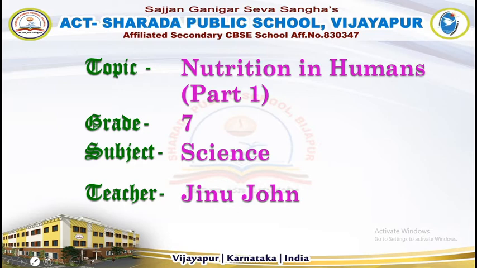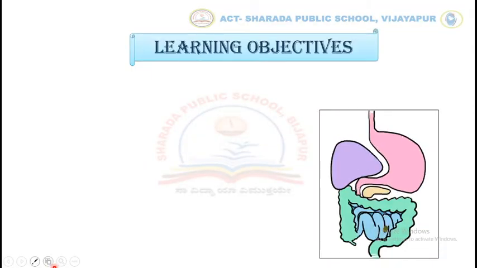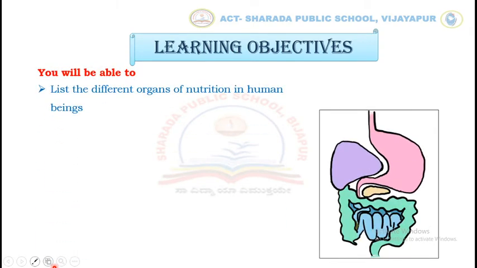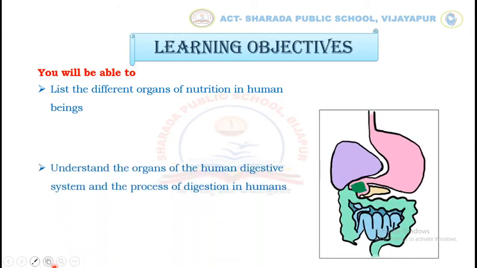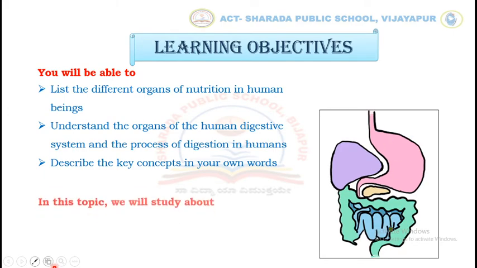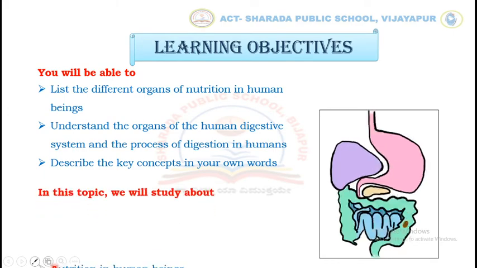Today we are going to discuss the topic Nutrition in Humans for Grade 7. The learning objectives of this topic are: you will be able to list the different organs of nutrition in human beings, understand the organs of the human digestive system and the process of digestion in humans, and describe the key concepts in your own words. In this topic, we will study about the nutrition in human beings.